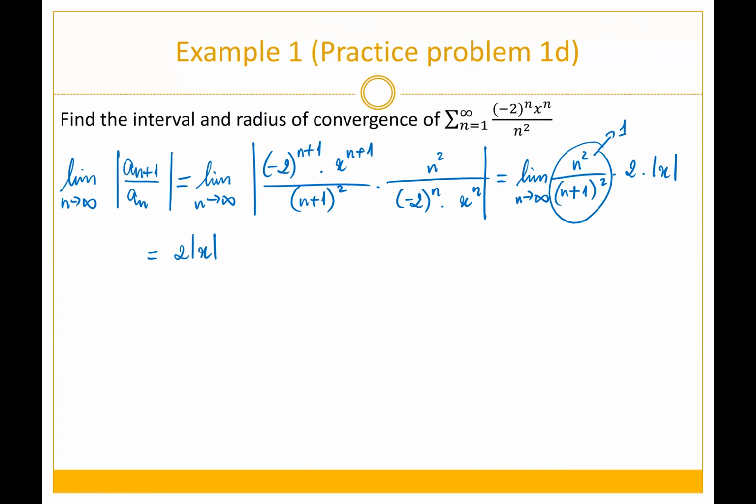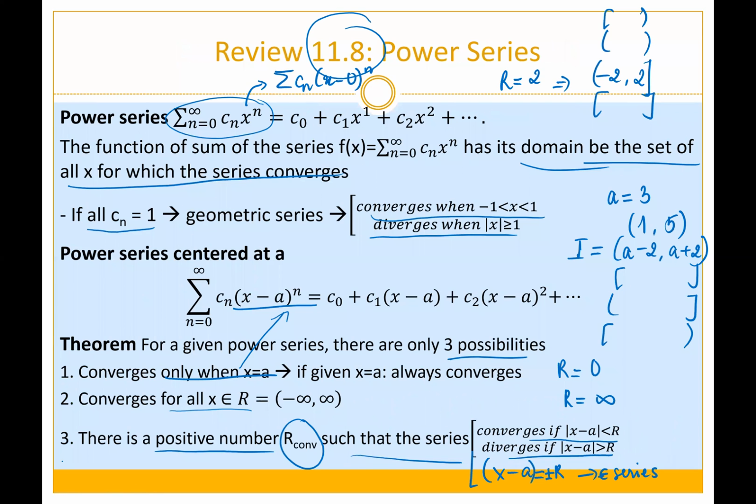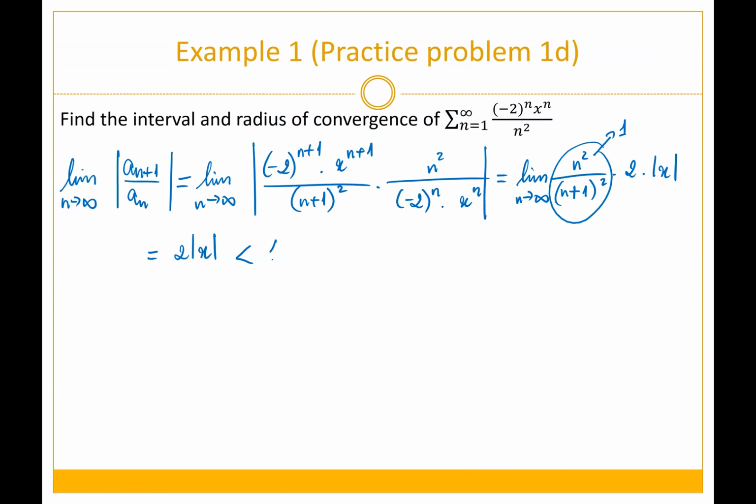We keep it. So here you have x to the n plus 1 divided. Okay, and then you keep that. So here you have 2 times the absolute value of x, and to get it to converge, if you go back to the slides here, you need whatever you get from the limit to be smaller than 1. So this one is smaller than 1, and so the absolute value of x has to be smaller than half. So your radius of convergence is half.